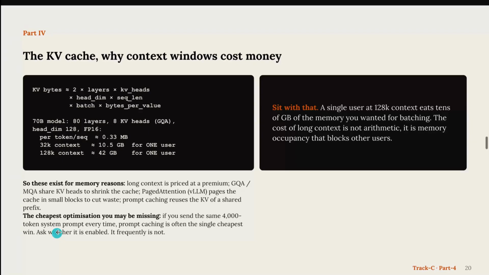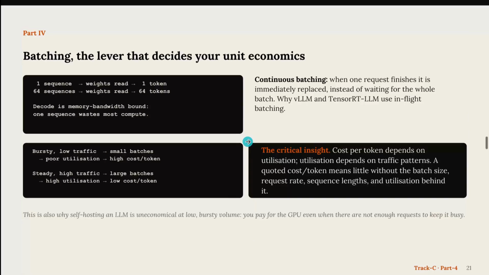Batching is another layer we looked at in one of the earlier sessions as well. Instead of one sequence reading the weights for one token, which is a waste of compute, we could send 64 sequences in together to read the weights, and approximately 64 tokens can be generated. So this is purely memory bandwidth. How much memory can we pass on? One sequence wastes most of the compute if you put it in sequence. But if you put it in parallel, the bandwidth utilization would be high.